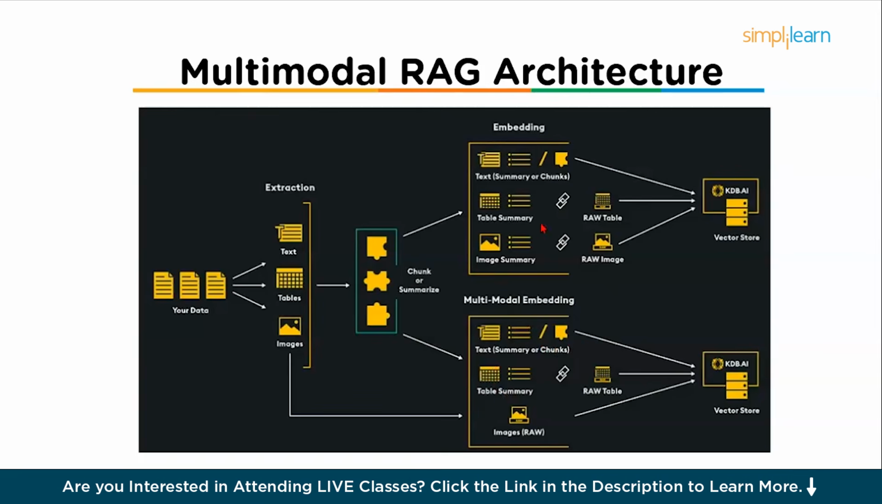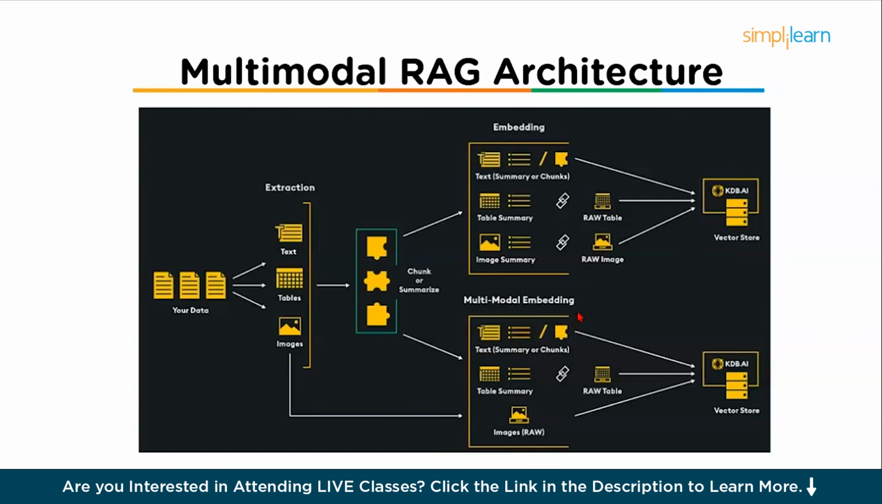The second one is data processing and embedding. So once extracted, the data undergoes two possible processing routes. The first is standard embedding, and the second is multimodal embedding. So what is standard embedding? Here the extracted text, tables, and images are converted into summarized or chunked versions for embeddings. And the raw versions of tables and images are also retained for reference. And the processed embeddings are stored in the vector store. Here you can see the vector store.